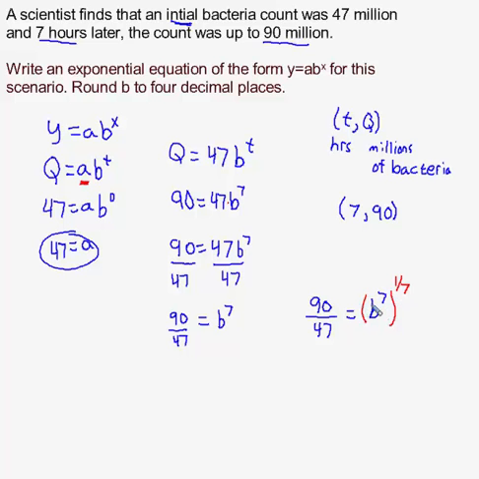But if I raise the right-hand side of the equation to the 1/7 power, I must raise the left-hand side of the equation to the 1/7 power as well. So as I stated, since 7 times 1/7 is 1, you have b to the 1st power here, and there's no need to write the 1, so I've solved for b. Now I just need to take a calculator and take 90 over 47 and raise to the 1/7 power, being careful on the calculator to put parentheses in the appropriate places.